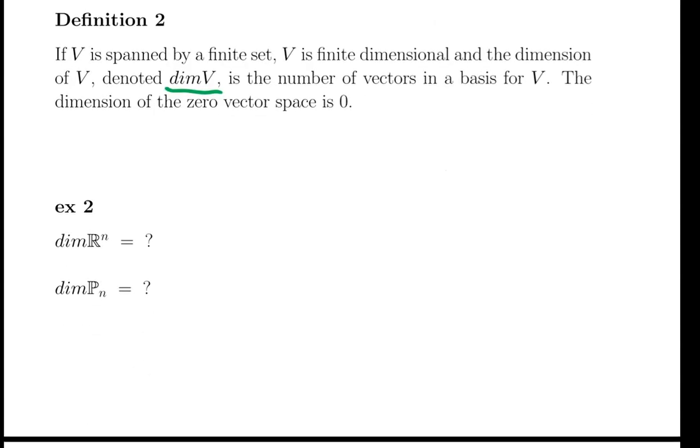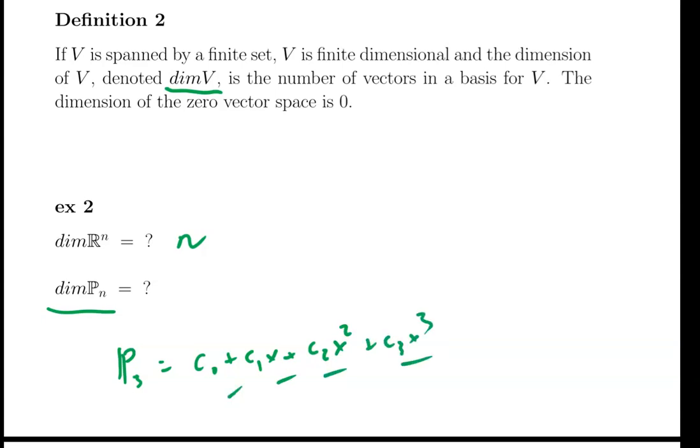So the dimension of Rn, of course, would be what, right? Dimension of R3 is 3, dimension of R4 is 4, so this would be n. Be careful with this one. Remember, P sub n is polynomials of degree n. So if we look at, let's say, P sub 3, we have a constant C0 plus C1x plus C2x squared plus C3x cubed. So 1, 2, 3, right? We have 4 entries here. So the dimension is actually n plus 1 here.